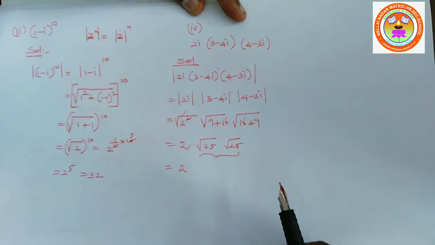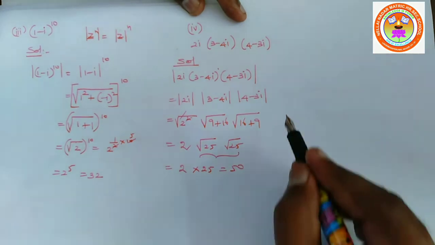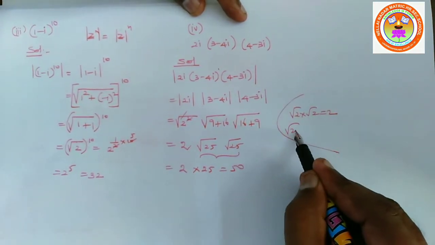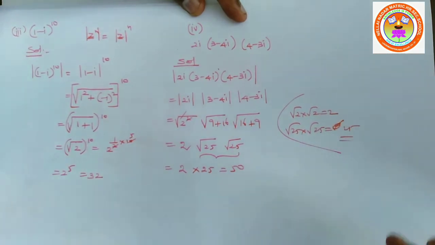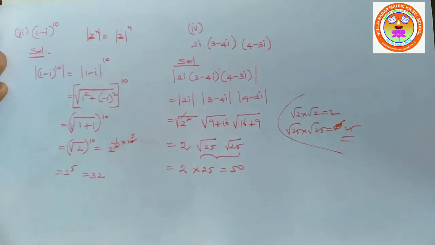You know square root of 25 into square root of 25 gives 25. Two 25s are 50. For example, square root of 2 into square root of 2 is 2. The same way, square root of 25 into square root of 25 is nothing but 25. So two 25s are 50. With this we can stop our first sum, and we will move towards the second sum.